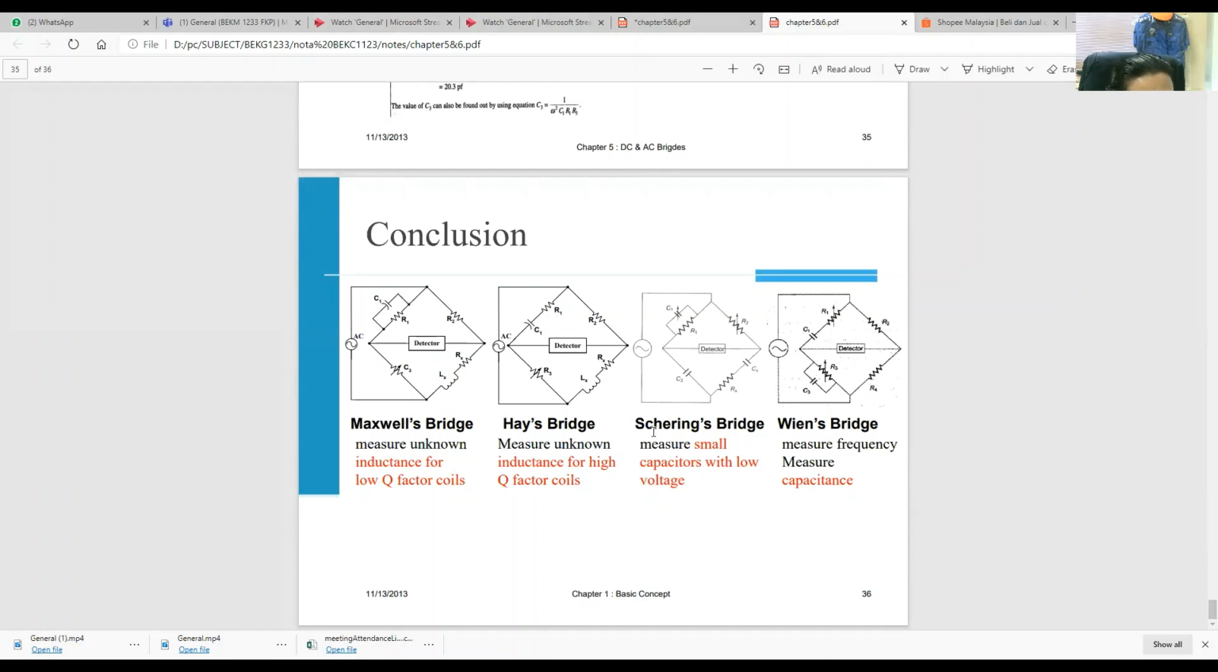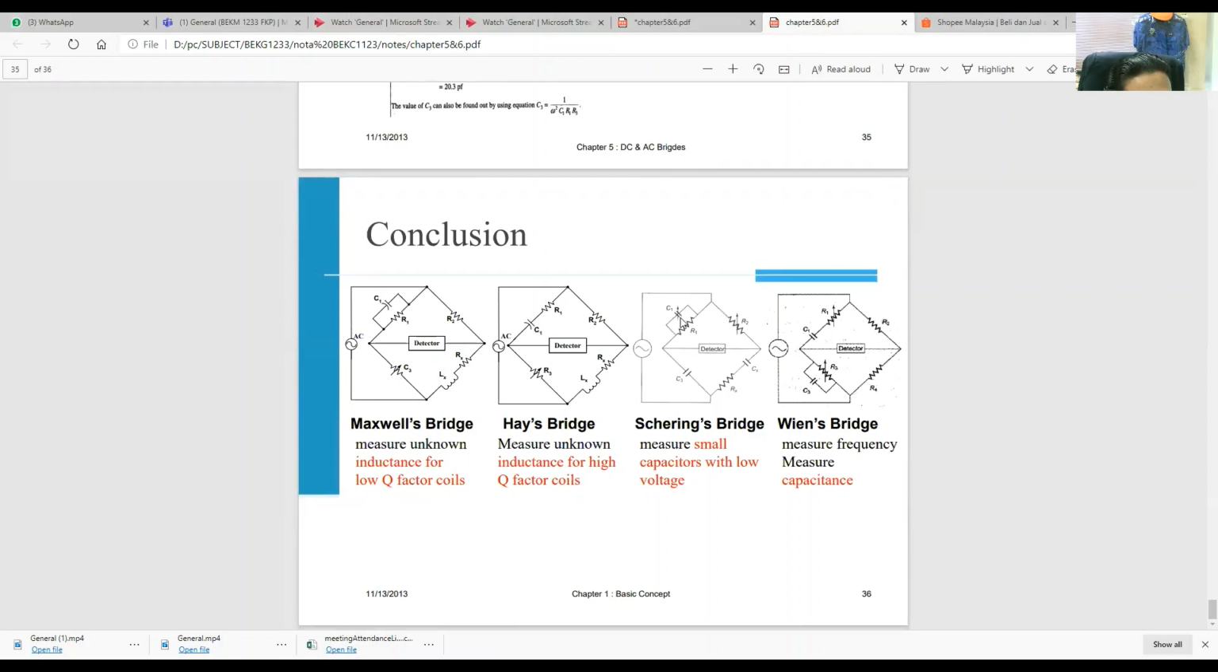Next is the Schering bridge, which is to measure a low capacitor with low voltage. And the Wien bridge is to measure the capacitance, and it can also measure the frequency. The difference between the Schering bridge and the Wien bridge is on the Z1.